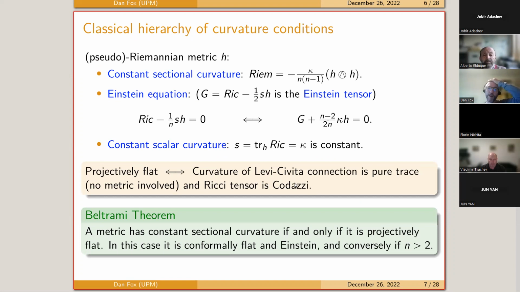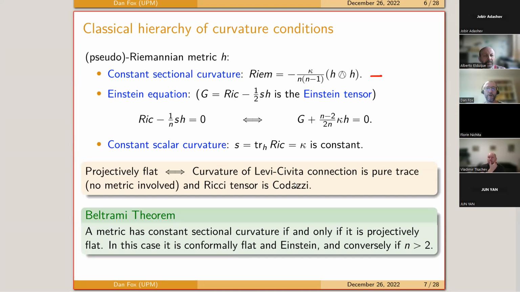So I want to think about the differential geometric context, the classical curvature hierarchy. You have really three different things. You have constant sectional curvature, which says that the Riemann curvature tensor of the metric is a multiple of the Kulkarni-Nomizu product, up to sign and normalization. It's a tensor with curvature tensor symmetries constructed from the metric. The condition of constant sectional curvature is exactly that the Riemannian curvature tensor is a multiple of it, and my sign convention is such that for the constant sectional curvature to be kappa, I need this minus sign here. Then if we trace this in an appropriate way, we get the Einstein equation, which tells us that the Ricci curvature is a multiple of the metric. The multiple has to be the scalar curvature divided by the dimension.